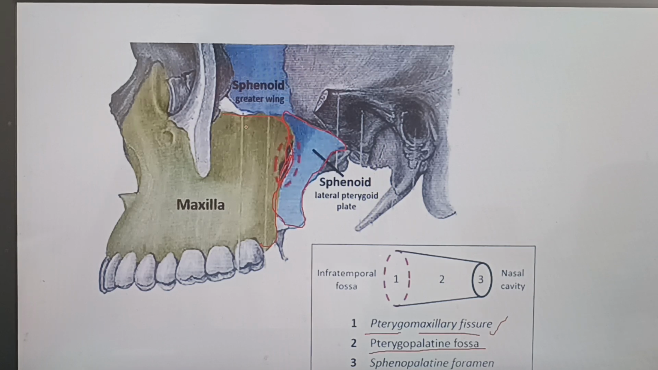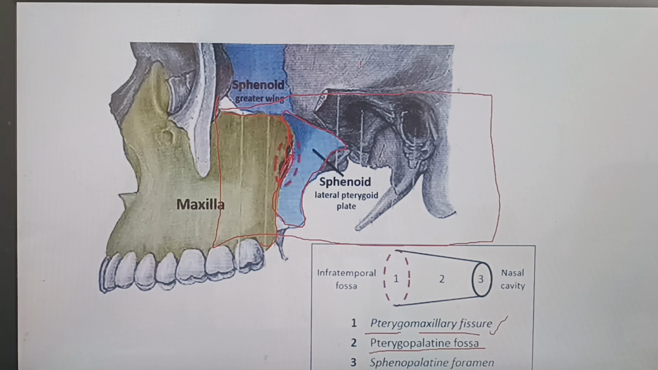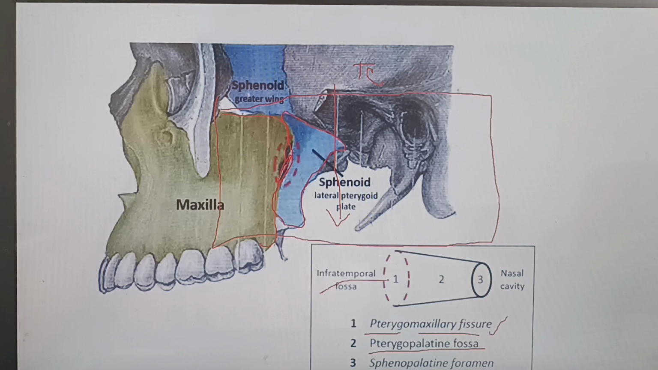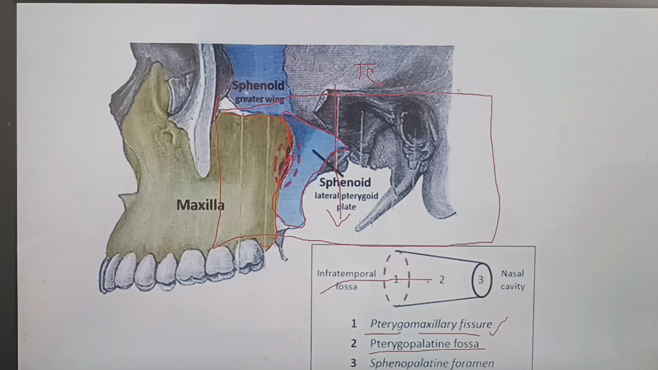Before that, one more thing I would like to highlight is that right now we are in the region called the infratemporal fossa, because you can see the temporal bone here. The regions underneath or below that temporal bone are called the infratemporal fossa. So if I put a needle from here, first we are in the infratemporal fossa, then we enter the pterygomaxillary fissure, then you get into the pterygopalatine fossa. Let's see how this name came.